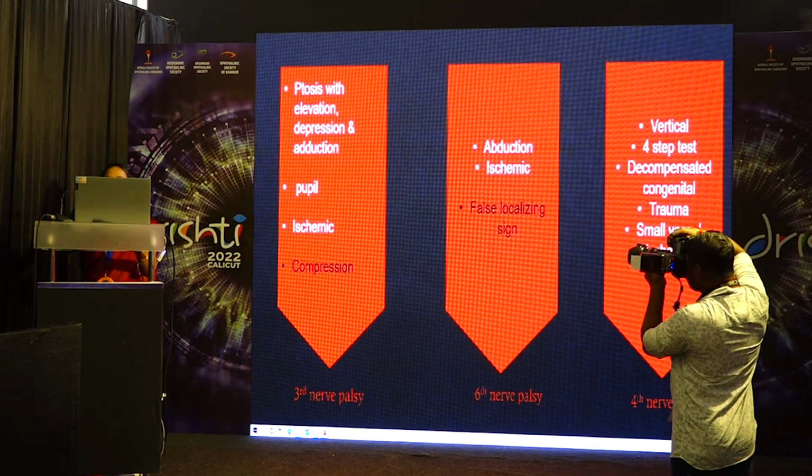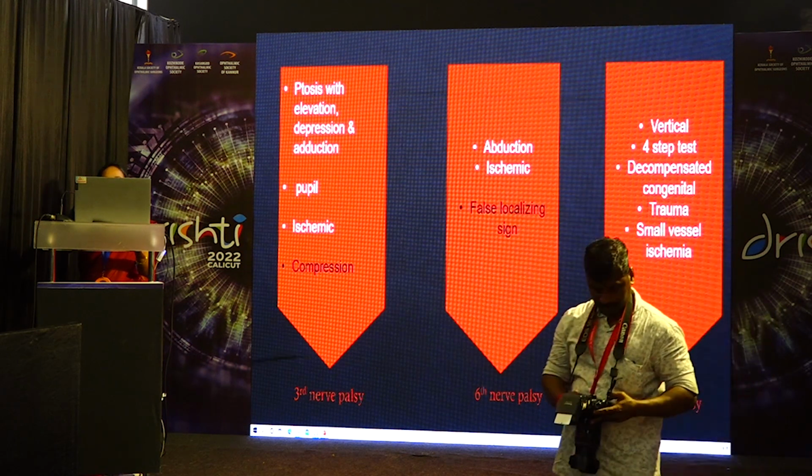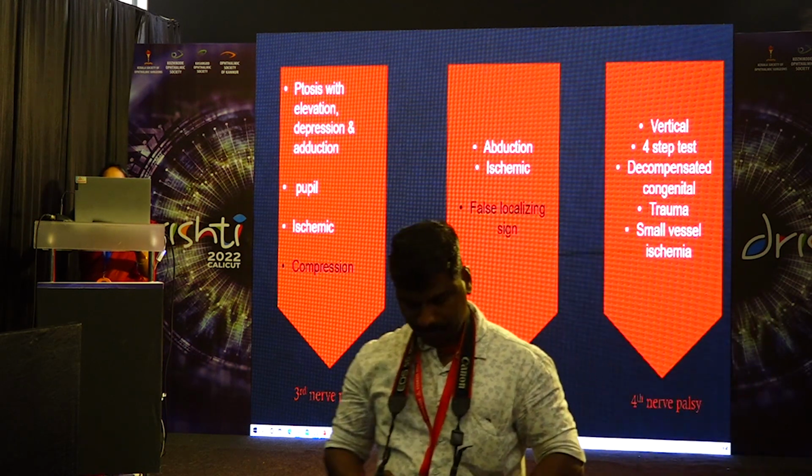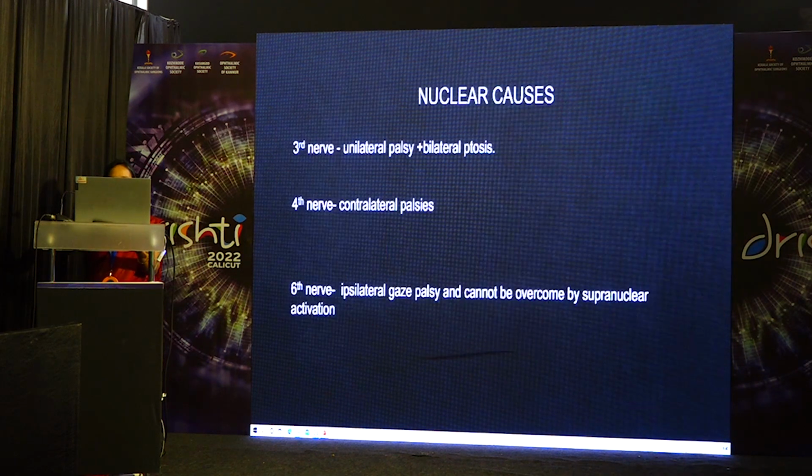Among incomitant diplopias, one entity is the nerve palsies. It can be third nerve palsy, sixth nerve, or fourth nerve palsy, where the most common cause is ischemic. But there can be some hidden life-threatening conditions like compression due to aneurysm or tumors, especially in case of pupil involving third nerve palsy. And in case of isolated sixth nerve palsy, we should also check for increased ICT, where sixth nerve palsy is a false localizing sign.